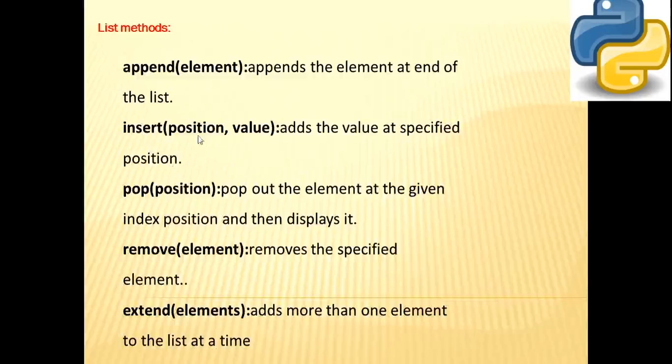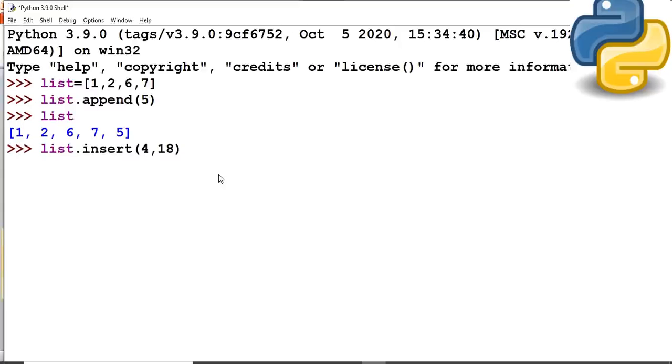Okay. If you want to insert the element in between the list, you go for using the method called insert, and it takes two arguments, one is position and another one is value, and it is going to add the value at specified position in the list. Okay. Let me show you. I want to insert the element 18 at the index 4. You can see 18 got inserted into the list at index position 4.